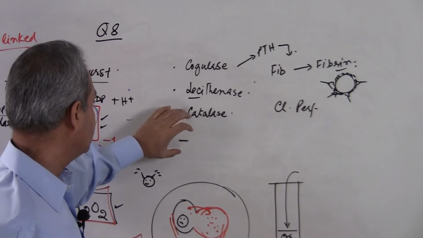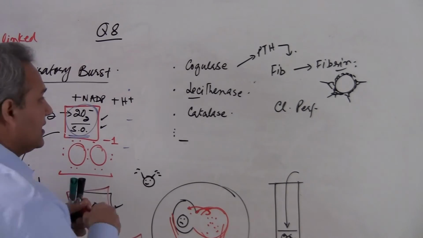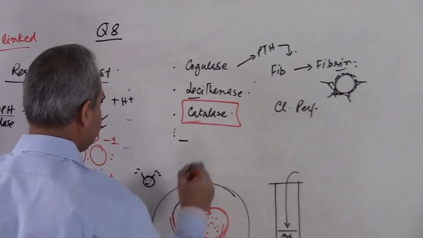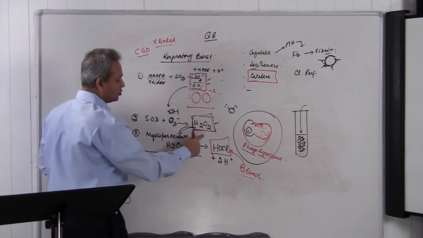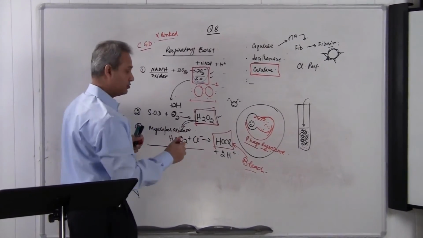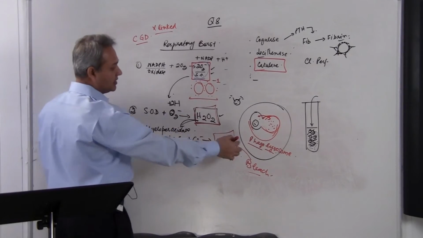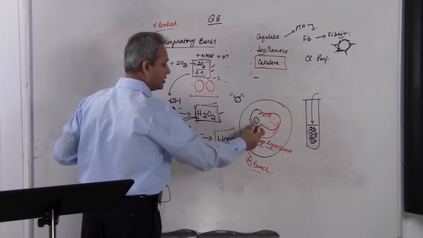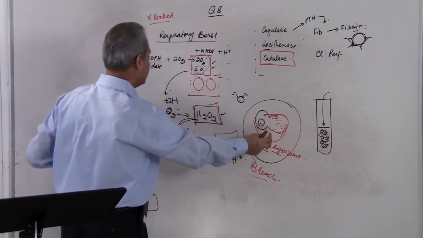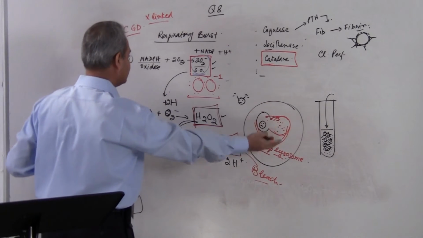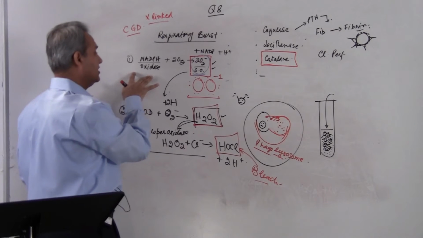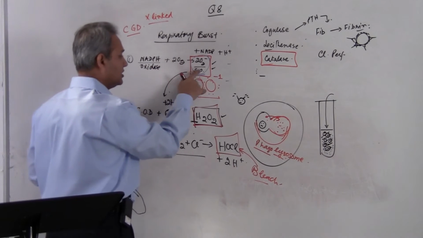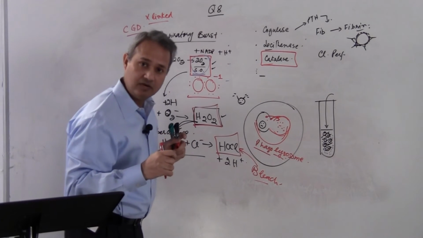But let's try to explain as well why catalase is the answer. So let's see. Here, this is one portion, H2O2, hydrogen peroxide. We were looking at the actions which happen in the neutrophil. So a phagolysosome is formed. That phagolysosome has some chemical reactions occurring. One of the reactions is NADPH oxidase, which works on oxygen to create the dioxygen radical, or superoxide.